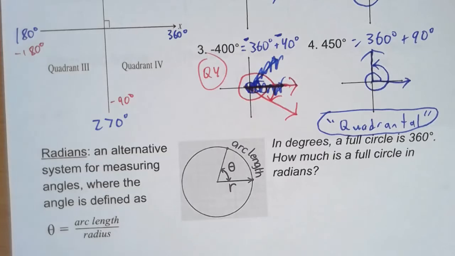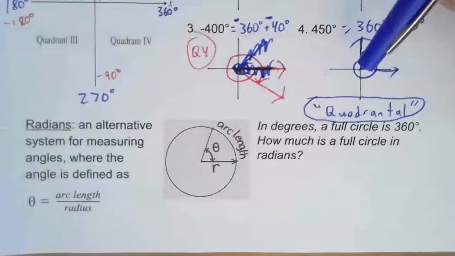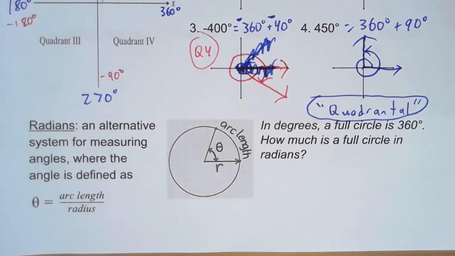I mean, it works kind of nicely. 360 has a lot of factors. So there's a lot of ways to break up 360 into smaller portions evenly. You know, it's similar to the number of days in a year. Might be some connections there, but it's just arbitrary. Right? And so it doesn't work that well in calculus. It gets pretty messy if you try to do calculus with angles and degrees.